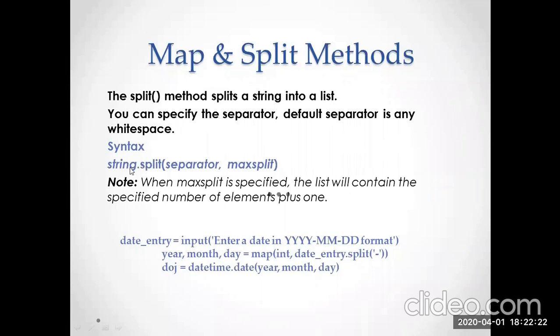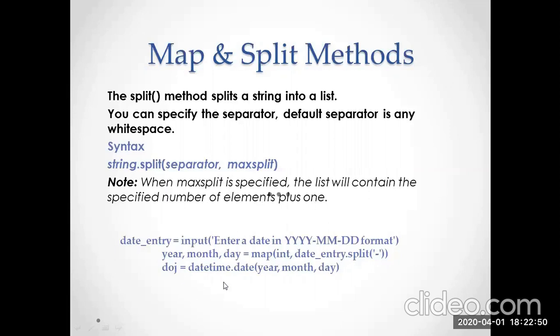So string, whatever string you have, string dot split, and the parameters are separator, comma, max split. Now these two are optional parameters. The first by default takes a white space, and the second by default value is -1, which is recognized as all occurrences. So when max split is specified, the list will contain the specified number of elements plus 1.